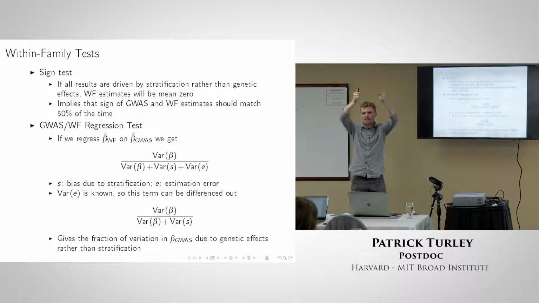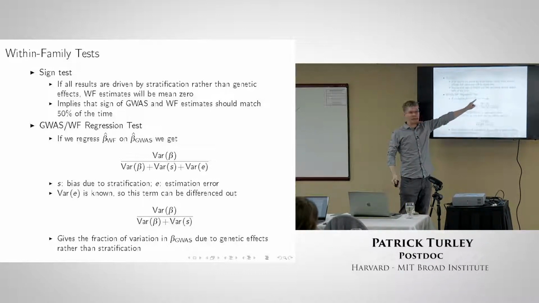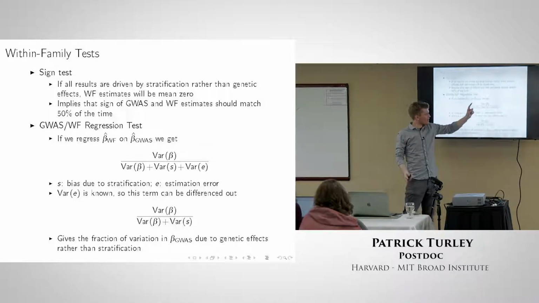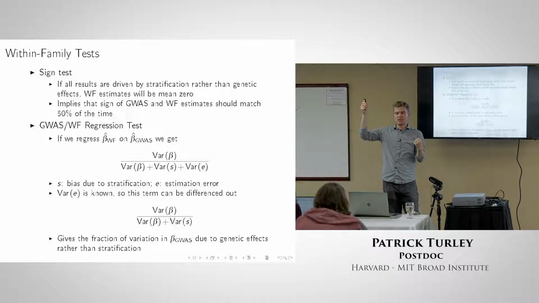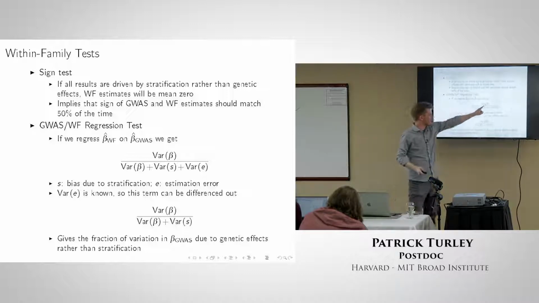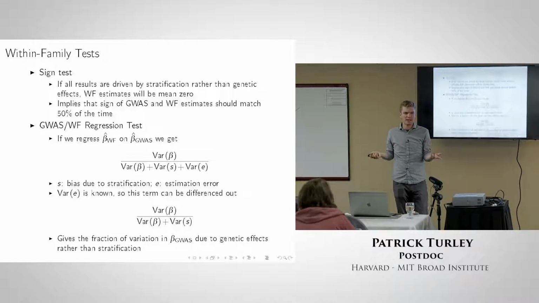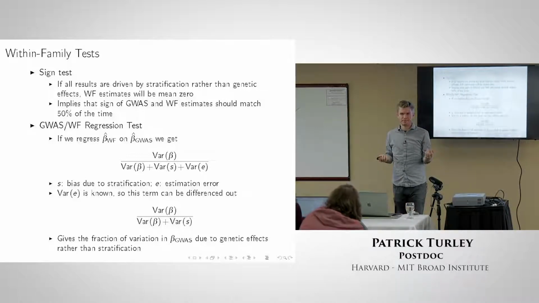So it's the covariance of the two betas divided by the variance of, in this case, beta hat GWAS. Well, the covariance between the within family betas and the GWAS betas, the only common term they have is the true beta, right? So the covariance of those two things is going to be equal to the variance of the truth, assuming that they were estimated in independent samples.